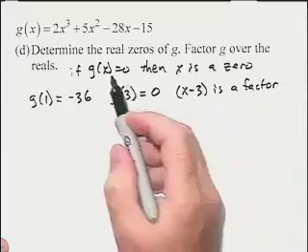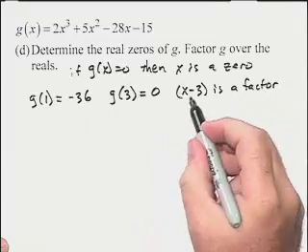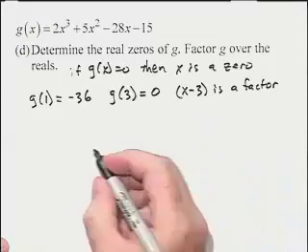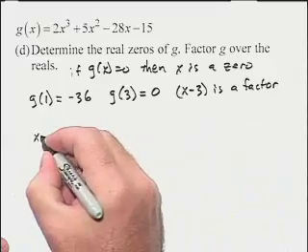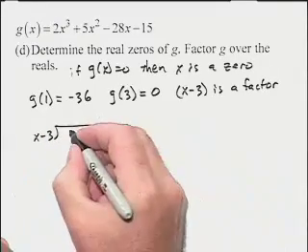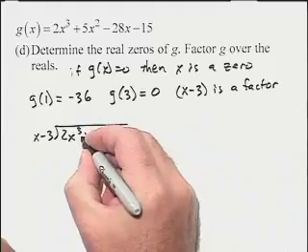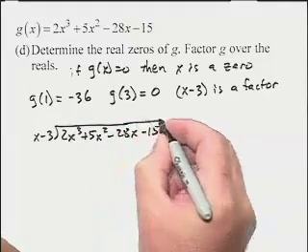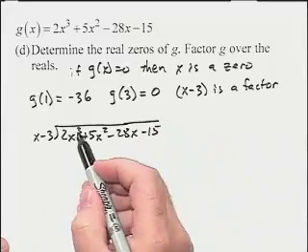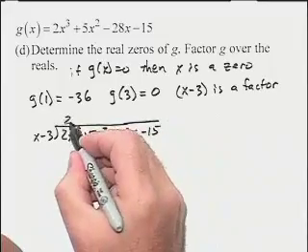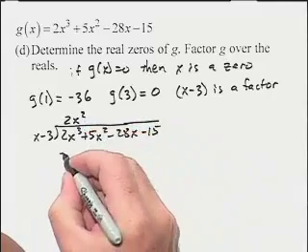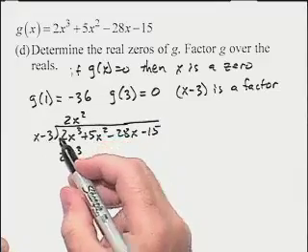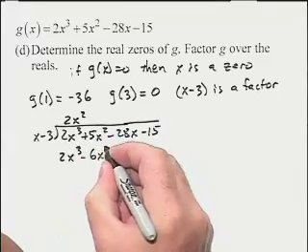Since we know x minus 3 is a factor of g, we can divide g by x minus 3 and get a reduced polynomial. To do that, we need to use long division. We're going to take x minus 3 and divide into 2x cubed plus 5x squared minus 28x minus 15. Look at 2x cubed, we need to multiply x by 2x squared to get 2x cubed. 2x squared times x is 2x cubed. 2x squared times negative 3 gives us minus 6x squared.